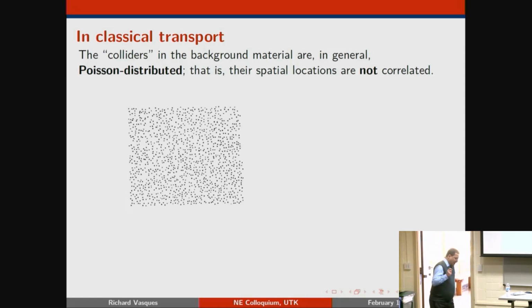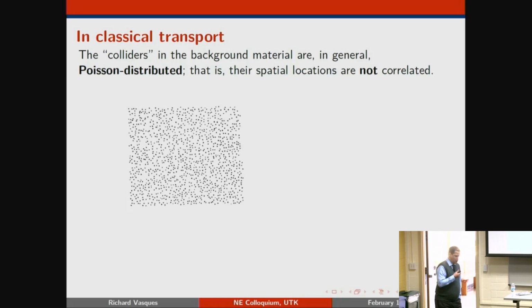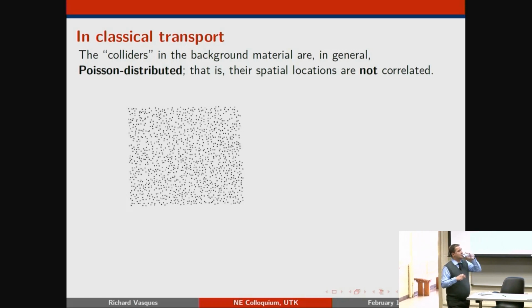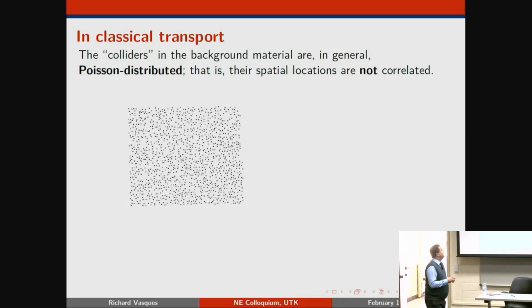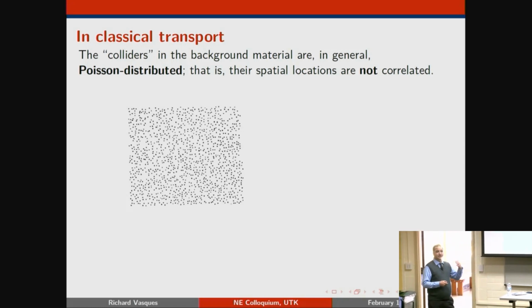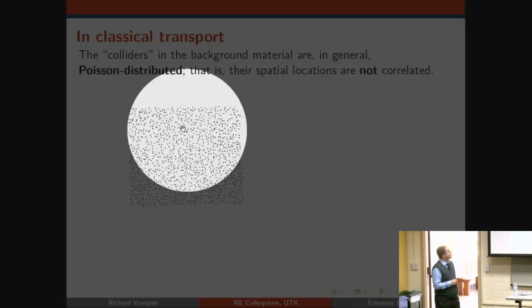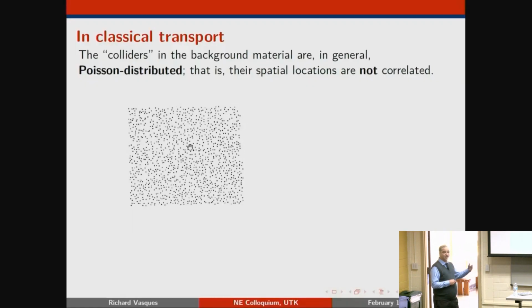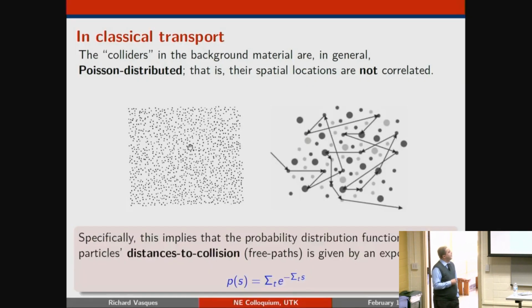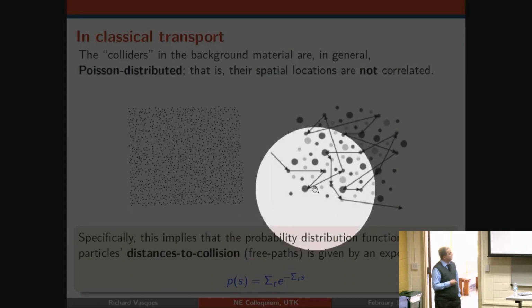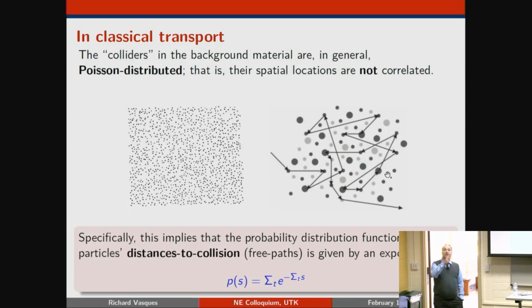So when we say classical transport, which is what all of you are used to seeing when you work with the Boltzmann equation, basically what you're saying is that you have a material in which the colliders, the places where the particle is allowed to interact, are Poisson distributed. So you have no spatial correlation in there. Your particle can just freely bounce around. And if I were to plot a histogram of these distances between collisions, you end up with an exponential decay.